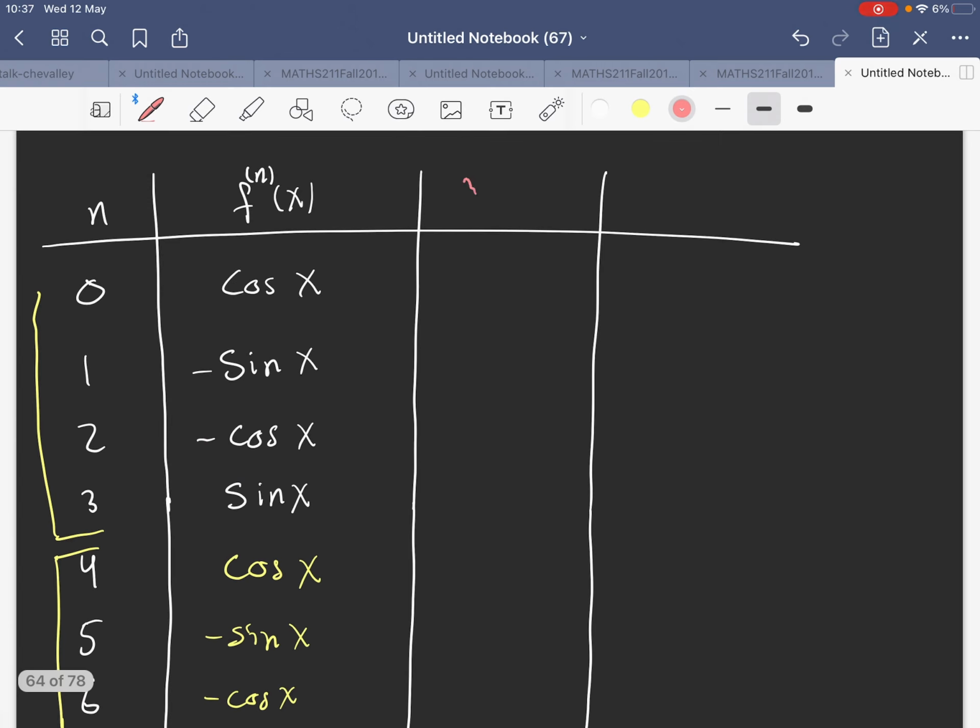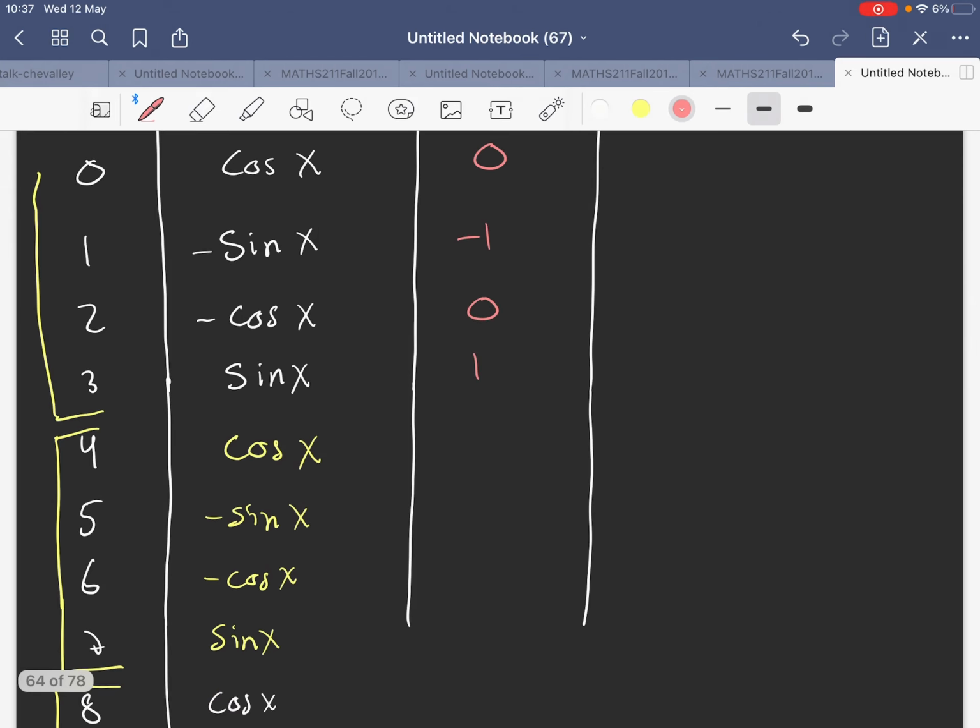The next one is we have to substitute pi over 2. So this would be 0, negative 1, 0, 1. And as you can see, this has to repeat itself. So it will be 0, negative 1, 0, 1, and so on.